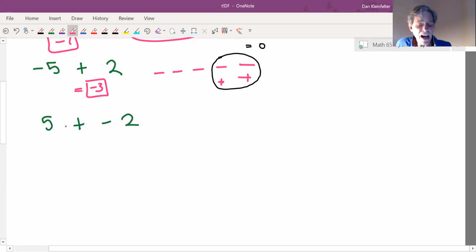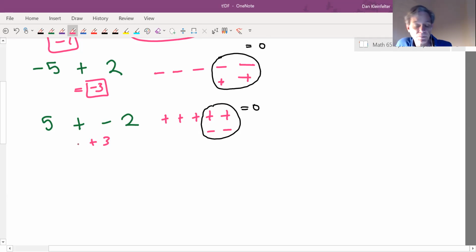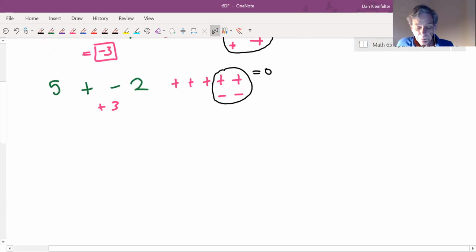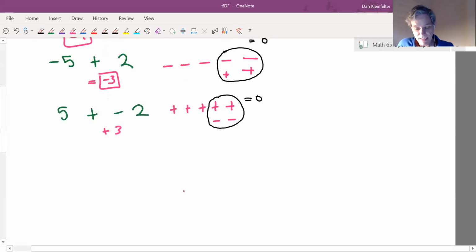Okay, 5 plus negative 2, there's 1, 2, 3, 4, 5 pluses and 2 minuses. Okay, as in the last example, these plus minus pairs are going to equal 0. A negative 1 plus 1 equals 0. This time, what's left over is going to be positive 3. Okay, so hopefully that makes sense so far.